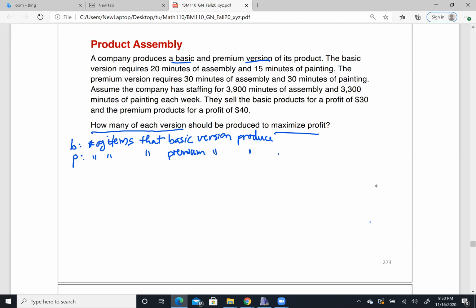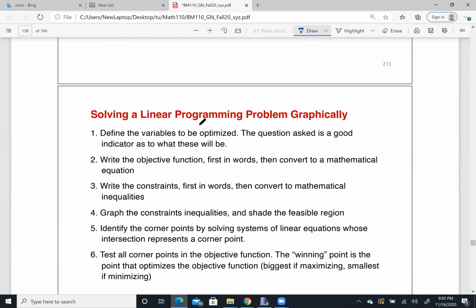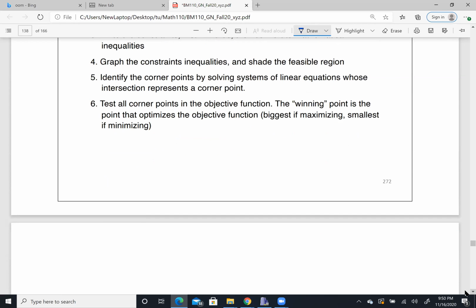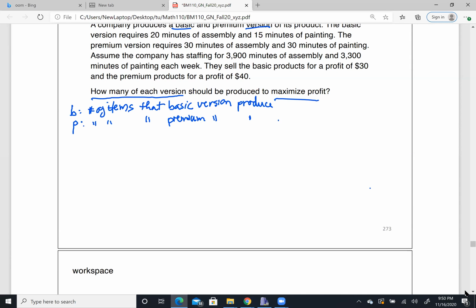So this is step one, because step one says define the variables to be optimized. And we did use the question to indicate what these will be. Okay. So now the second one says write the objective function. The objective function is we want to maximize the profit.